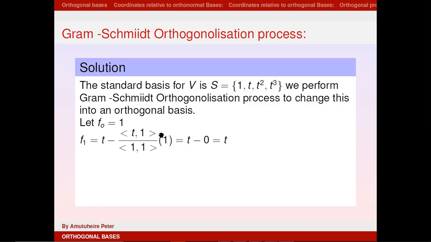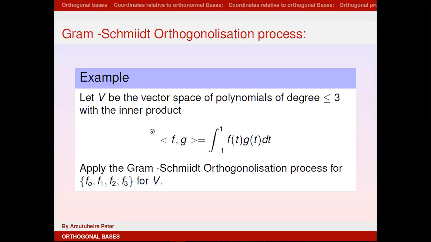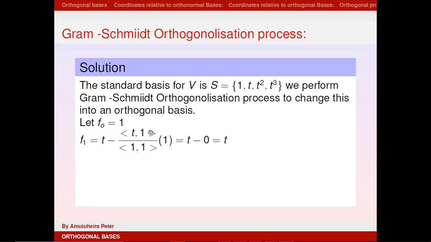Why does it give us 0? Because from the definition, we integrate the inner product of t and 1, so it is the integral from -1 up to 1 of t dt. When we do that integral, we get t squared over 2. When we put in 1, we get a half, minus, when we put in -1, we get a half. So a half minus a half is 0. So the inner product here is 0. That means this component is going to be 0, and so f1 becomes t minus 0, which is t.